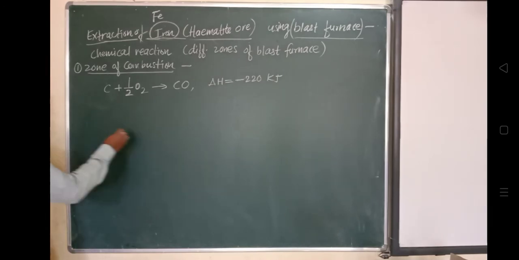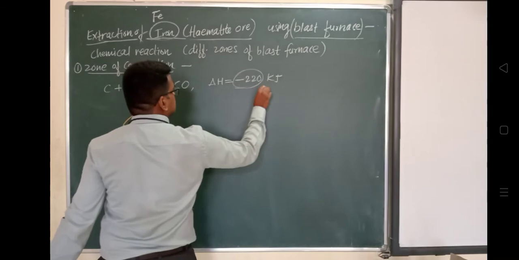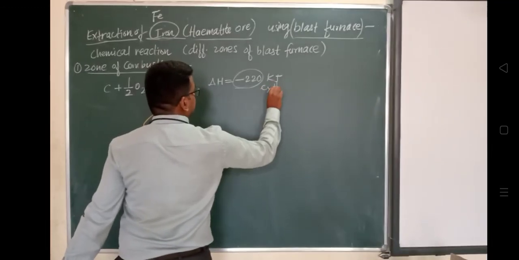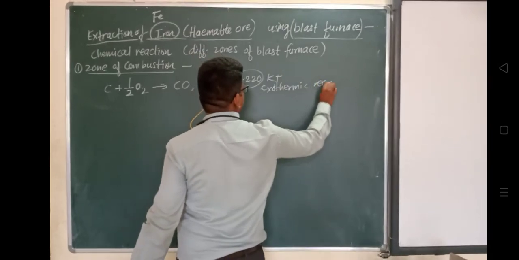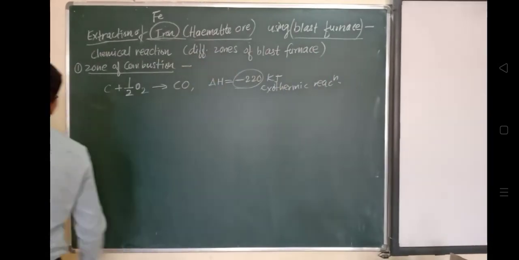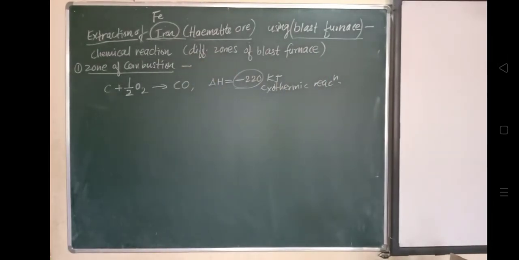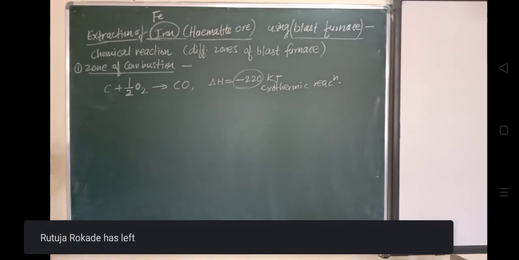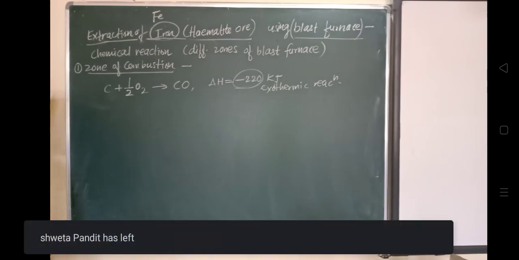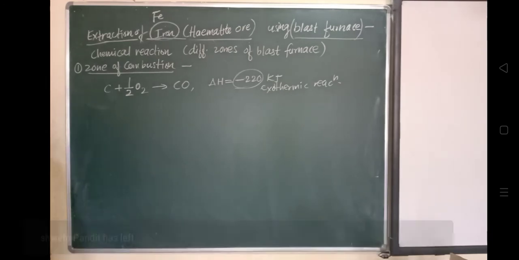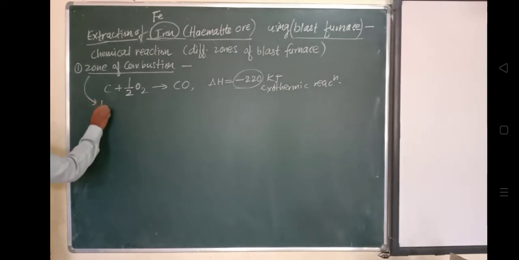So the second one is the zone of reduction, and this zone is about 22 to 25 meters, near the upper part. In the zone of combustion the temperature is 2000 Kelvin, and in the zone of reduction the temperature is around 900 Kelvin.